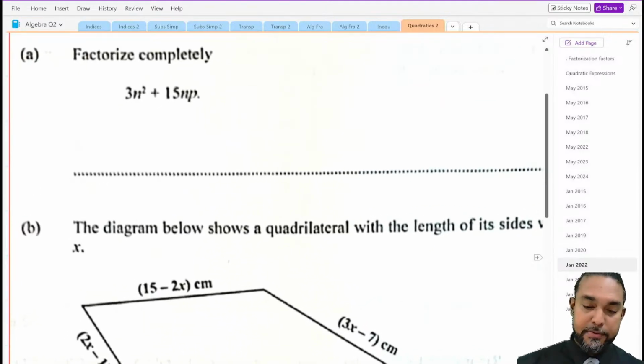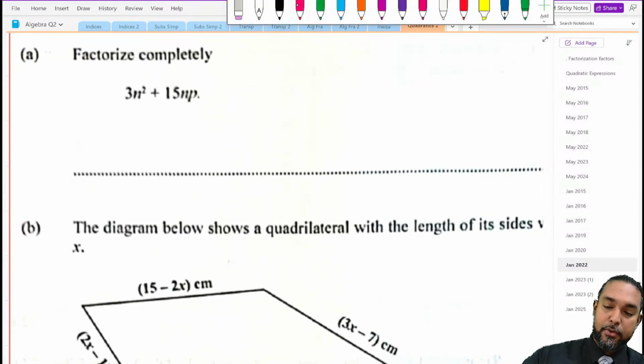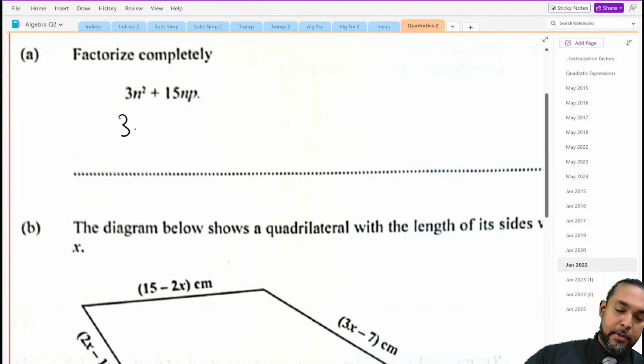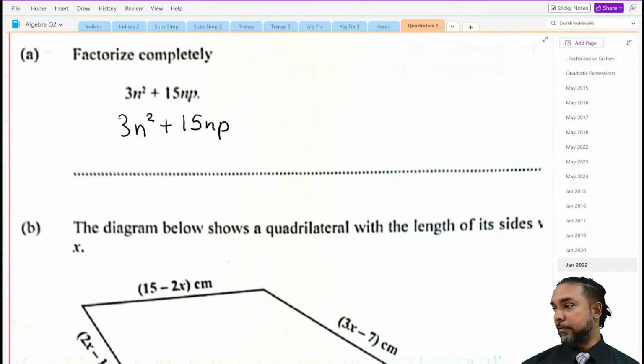All right, this one says factorize completely, right? So let me write that over so it's a bit clearer. You have 3n squared plus 15np. Right, so I'm going to give you a minute or two to factorize that. And then we'll take a look at the question with the shape below.